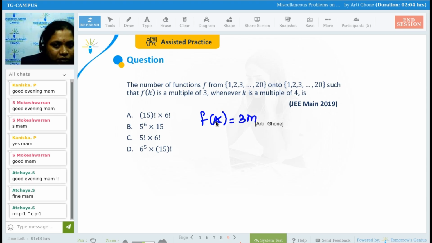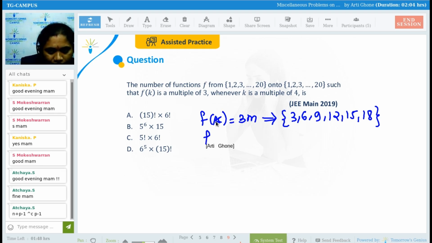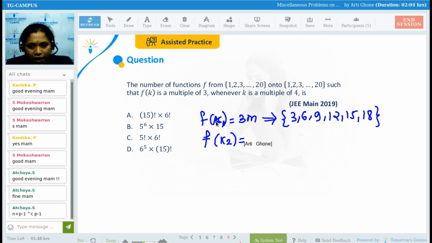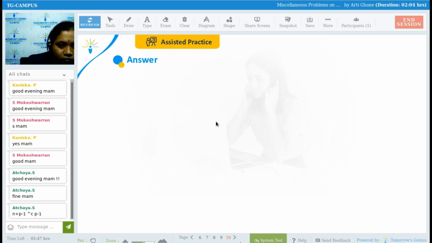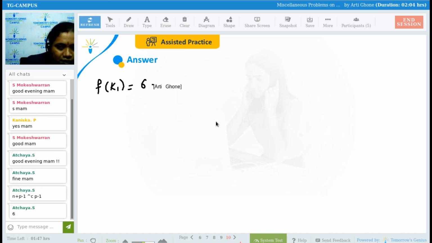See, f(k) is a multiple of 3. That means it will have which numbers in the set? 3, 6, 9. Right? Okay. Clear? I'm just taking k1 as one function and k2 is equal to what? What is the k2 function? Multiple of 4. So what is the answer? So the first one has how many elements? 6 elements. Okay. And f(k2) has how many elements? 5 elements.